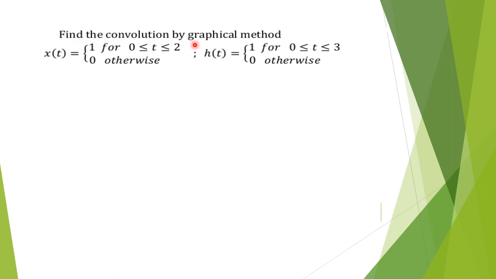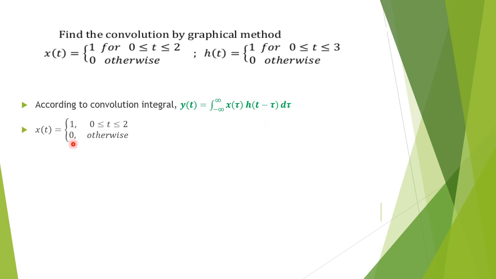Find the convolution by graphical method. X of t is given as 1 for the interval 0 to 2, and 0 otherwise. H of t equal to 1 for the interval 0 to 3 and 0 otherwise. So according to convolution integral, we know the formula y of t equal to integral from minus infinity to infinity x of tau into h of t minus tau into d tau. So first we have to see what is x of tau and what is h of t minus tau.